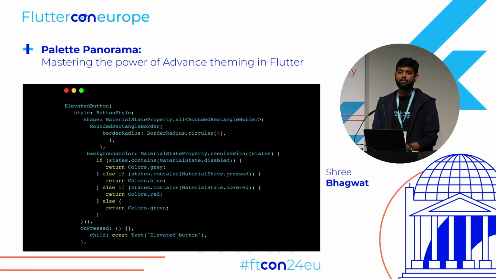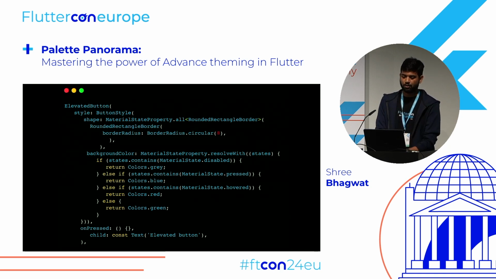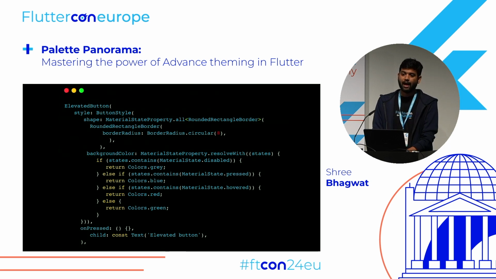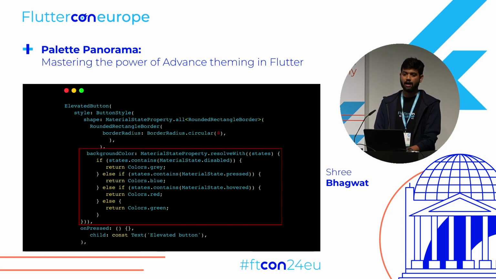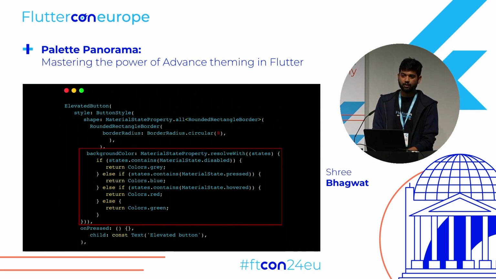So this is an elevated button which I have created. And in style, I've used button style. I've given a basic border radius of 8 just to have a nice look. And then instead of background color, like generally we used to just add colors.red or colors.blue, whatever we want, now I have used material state property resolve with, which gives us all the states in a callback function. And I can check if the state contains material disabled. Over here you can see I've highlighted the box. Then we will get the disabled state over there.